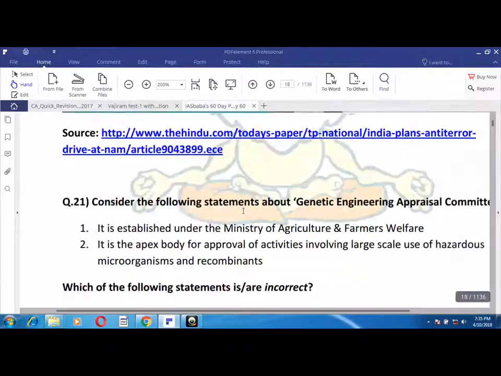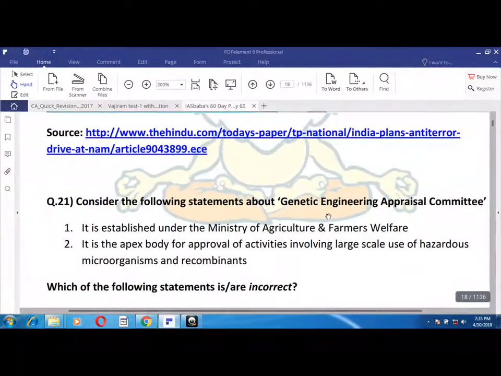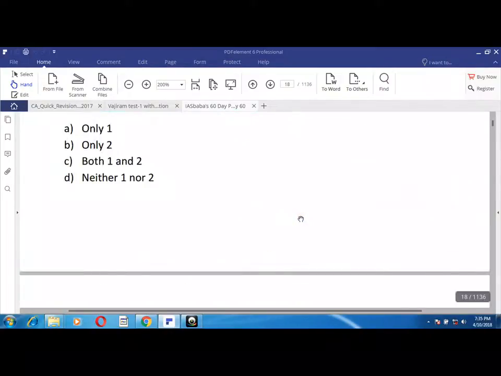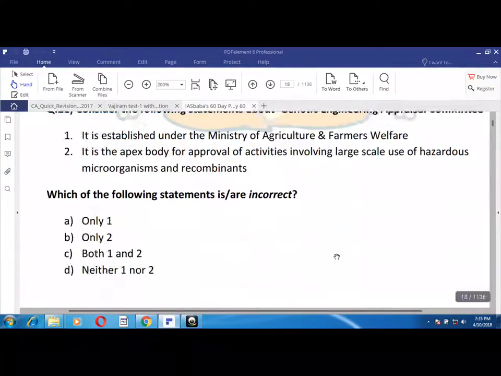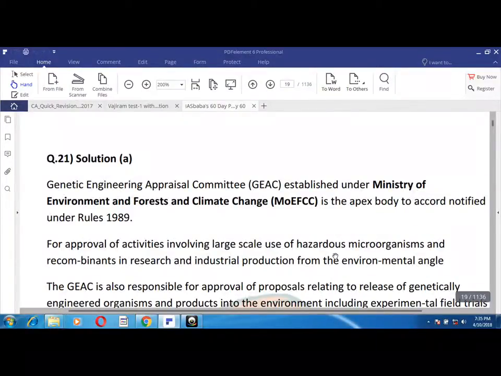Next, consider the following statements about the Genetic Engineering Appraisal Committee. The answer is A, one only. It is established under the Ministry of Environment, Forest and Climate Change, the apex body, not under the Ministry of Agriculture and Farmers Welfare.